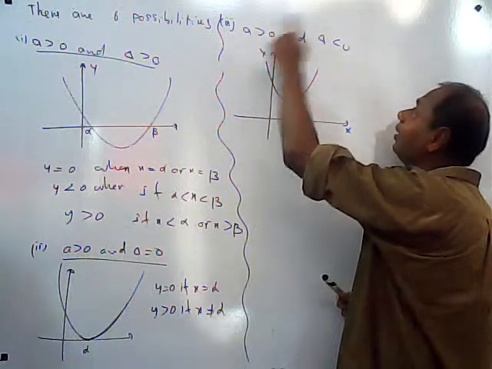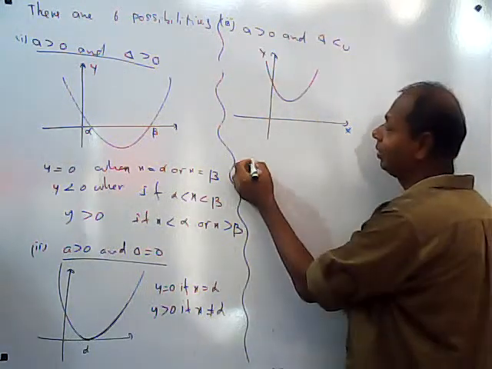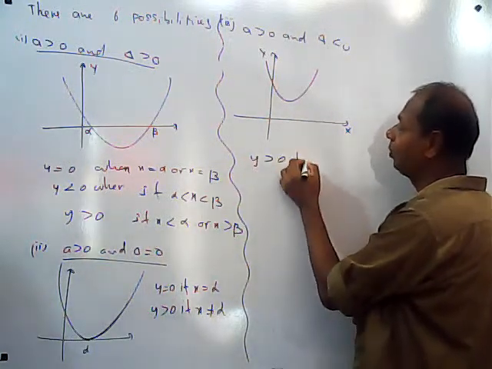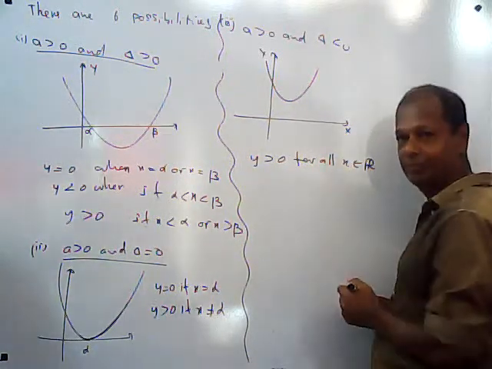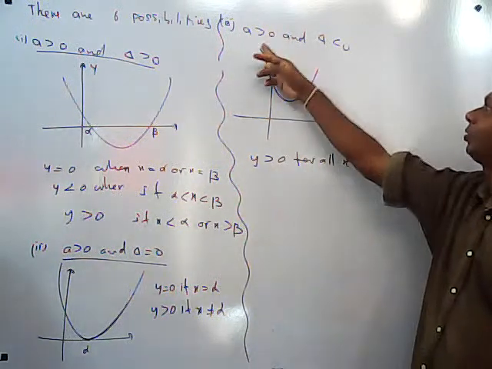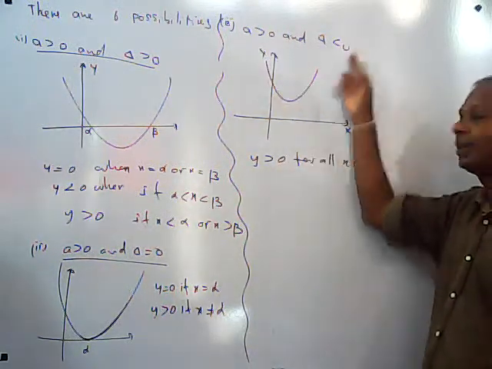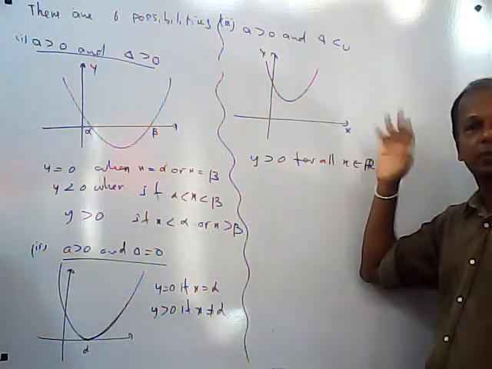That's what we have proven. If A is positive and delta is less than 0, then y is greater than 0 for all x belongs to R. A is positive and delta is negative, then always y is positive. The function is always positive.